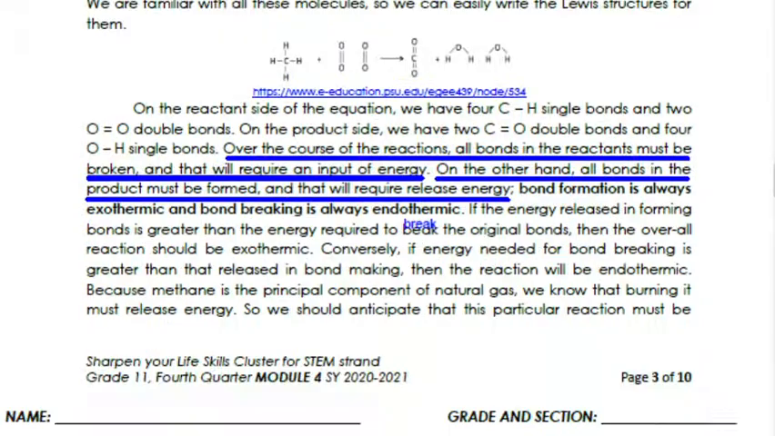Over the course of the reactions, all bonds in the reactants must be broken, and that will require an input of energy. On the other hand, all bonds in the products must be formed, and that will require release of energy. As written in bold, bond formation is always an exothermic reaction, while bond breaking is always an endothermic reaction.